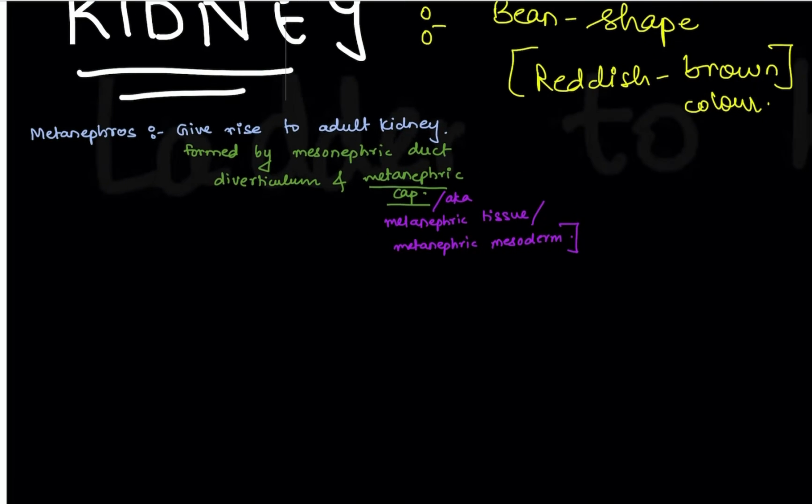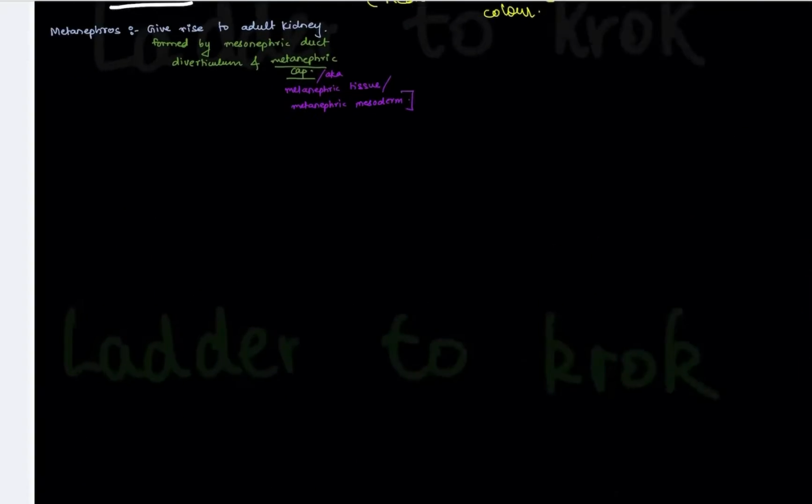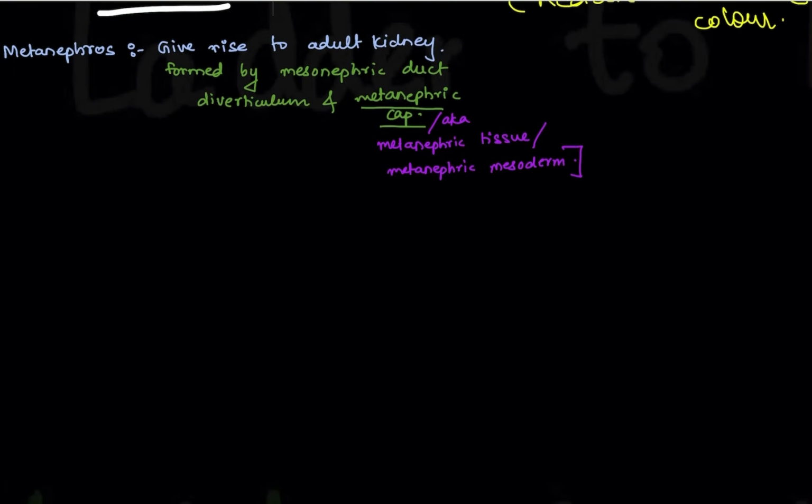anything. So for the Cronk exam, you just have to remember what metanephros is, that it will give rise to the adult kidney, and how this adult kidney is formed. You should know it is formed by the mesonephric duct diverticulum and metanephric cap. You don't have to learn everything in detail about the embryological period.